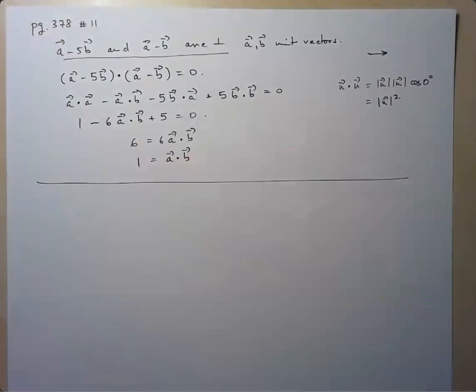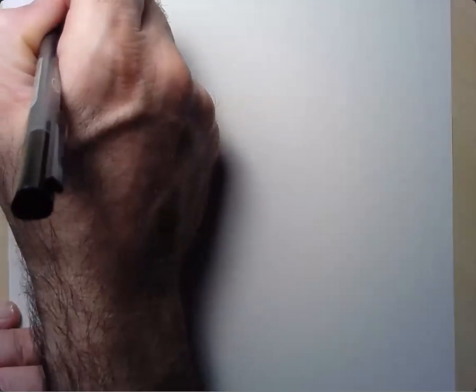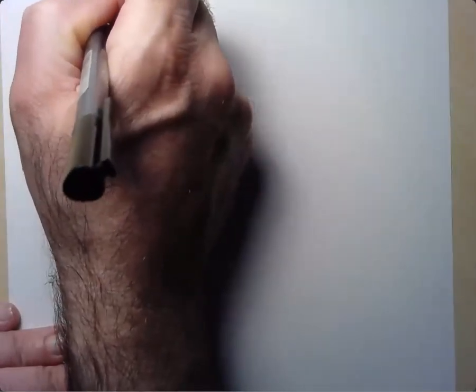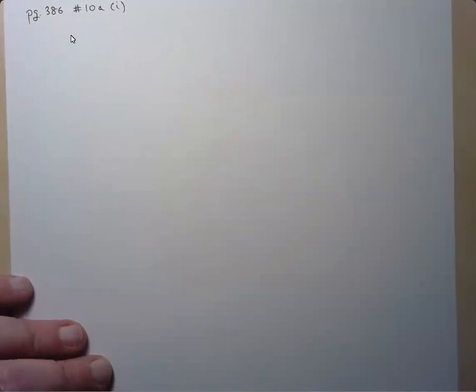So page 386, number 10A1. Okay, give me just a second here. It says for vectors A and B, determine the values of P and Q so that the vectors are collinear.